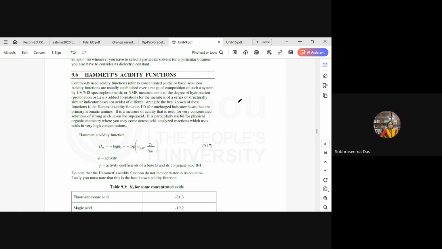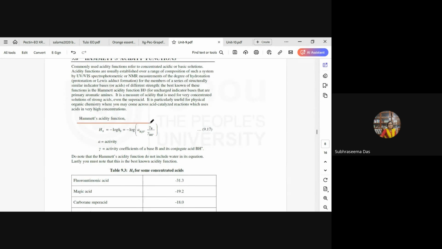The best known is the Hammett acidity function, which we call H0, for the bases that are uncharged. It is a measure of acidity used for very concentrated solutions of strong acids, even superacids. The Hammett function is particularly useful for physical organic chemistry, where we come across various acid catalyzed reactions.